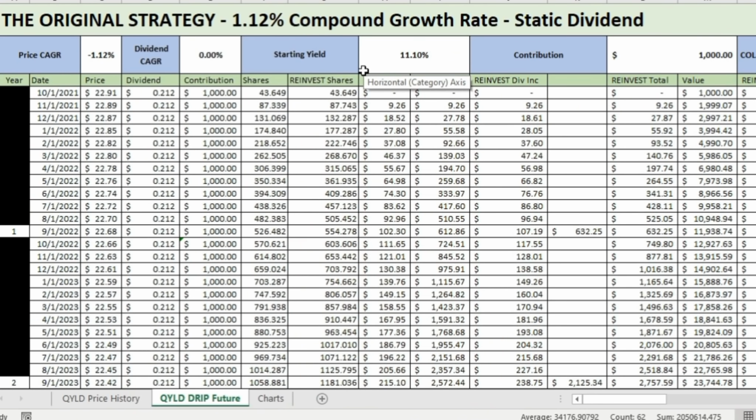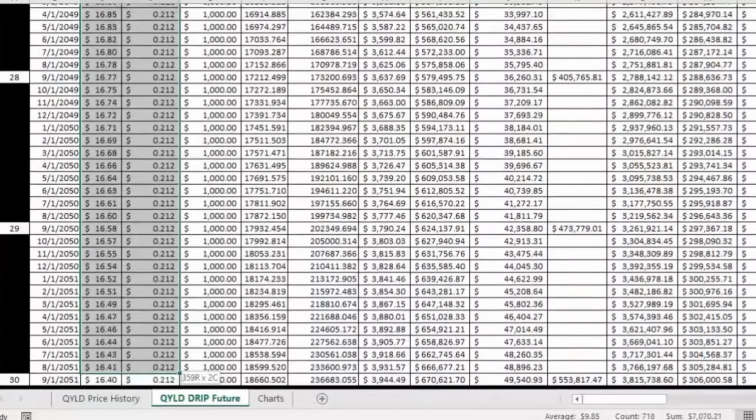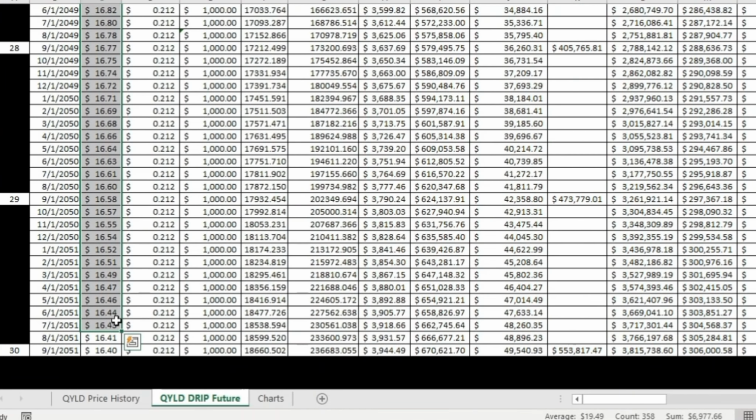Okay, so here from our Tuesday video, the original strategy we used, assuming we were DRIPping into the QYLD over 30 years, we were assuming the price would be going down over the long term at a price compound annual growth rate of 1.12% loss. So slowly going from October 2021, 22.91, all the way down over 30 years, the price would eventually come down to around $16.40. Problem was we also kept the dividend static, and I do agree with some comments that said, well, we can't really do that because then the yield would be insanely high here, and I agree.